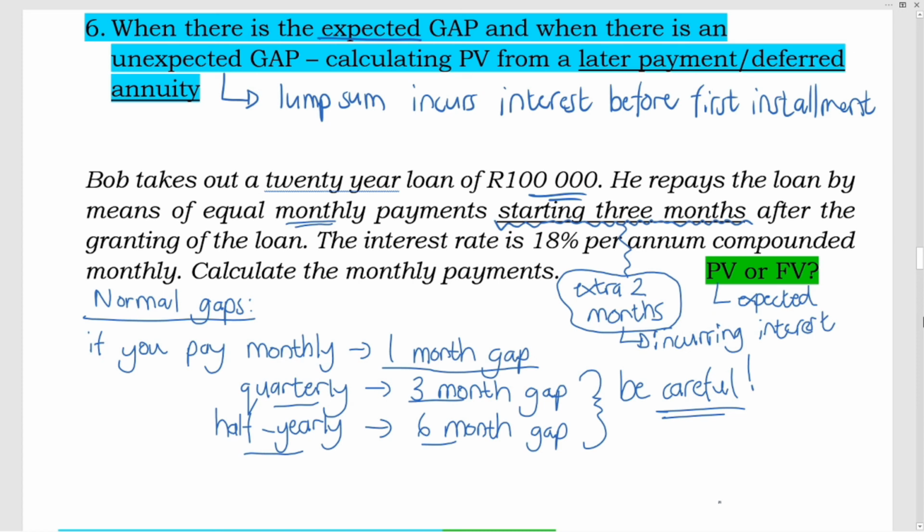Before I go into that calculation, I'm going to ask this question, PV or FV. Obviously you know that it's going to be PV because it's a loan, but what's my logic? My logic is he takes out a 20-year loan. Where is the money? The money, the lump sum, this money is in the present. He's got it now. He's got the money in the present, so we use present value formula.